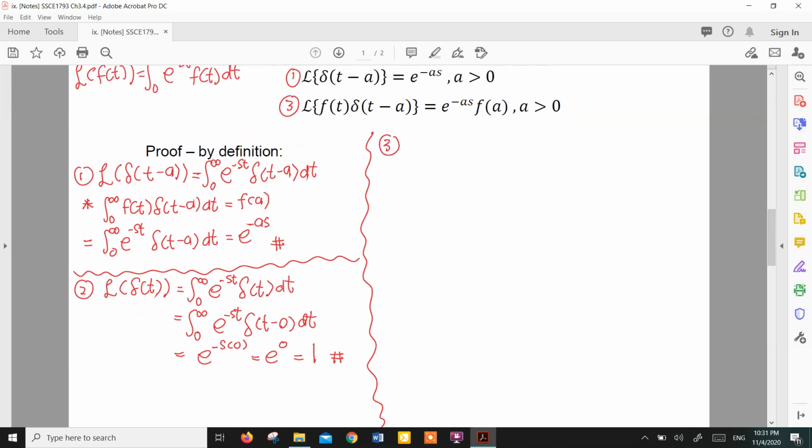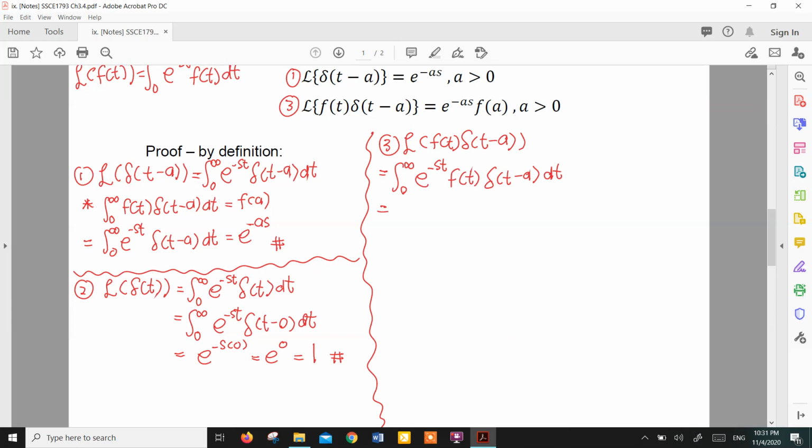The third equation is the Laplace transform of f(t) delta(t minus a) is equals to the improper integral of e to the negative st f(t) delta(t minus a) dt, right? From the definition of Laplace transform.